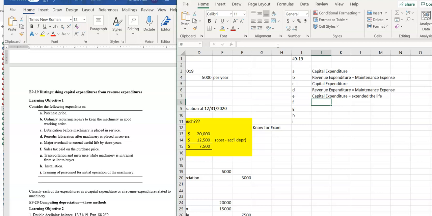F, sales tax paid on purchase price. That's part of the cost, so it is a capital expenditure. G, transportation insurance on machinery in transit from seller to buyer. That's capital. Why isn't it copying it over or typing it for me? H, installation. That's capital expenditure. Anything to get it going. Training for personnel for initial operation of the machinery. That is also a capital expenditure because it's necessary before it is placed into service.